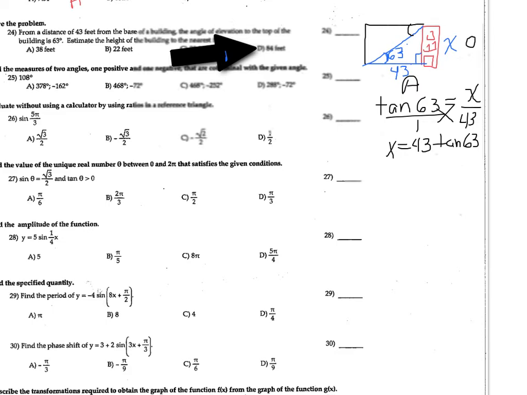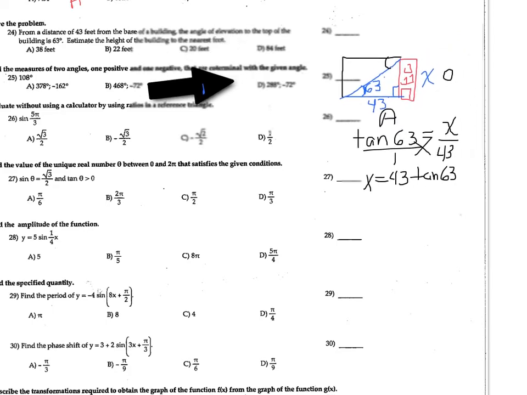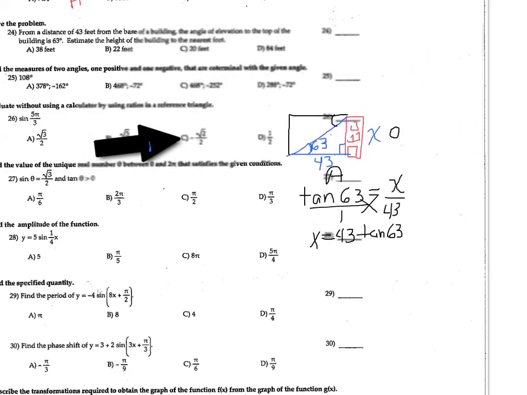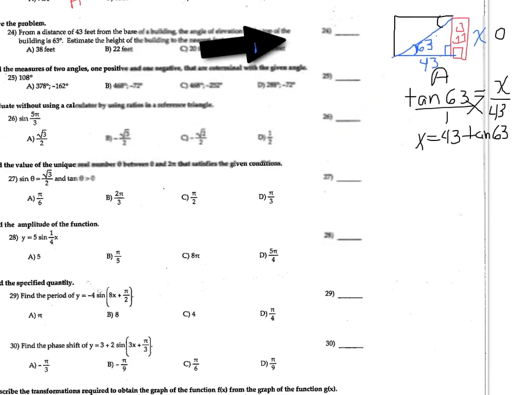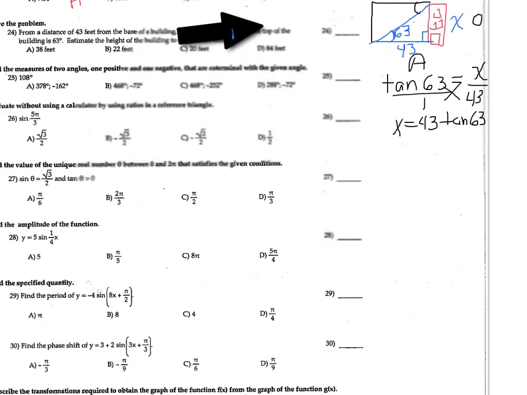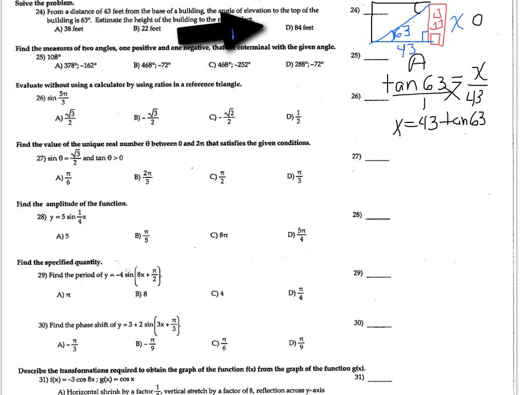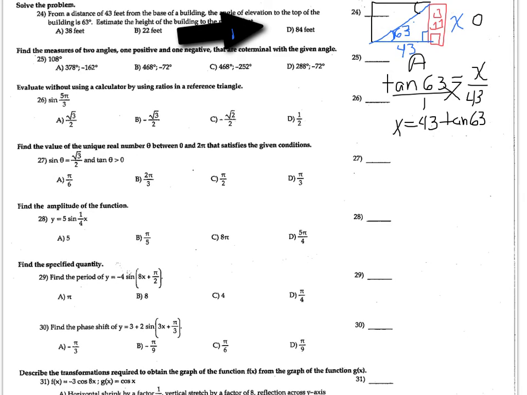Okay? And now what about number 25? What's the answer for 25? C is right. Okay. So evaluate without using a calculator. How many degrees is 5 pi over 3? And that's what Maritza was asking me yesterday. How many degrees is that?